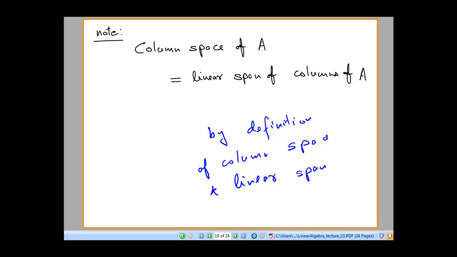Right? If you remember, the way we defined column space was: we wrote the columns of A as V1, V2, V3, whatever, and we defined the column space as alpha 1 V1 plus alpha 2 V2 and so on. That's essentially nothing but the column space.